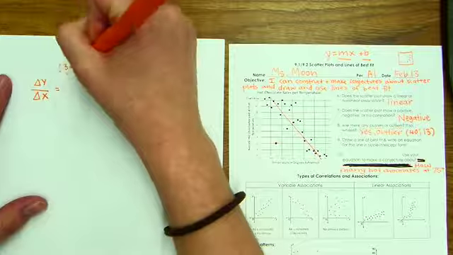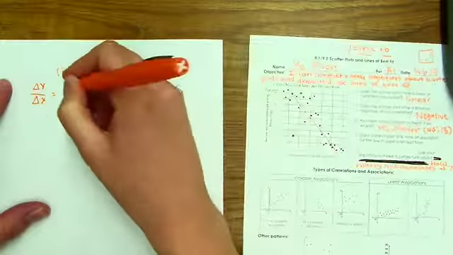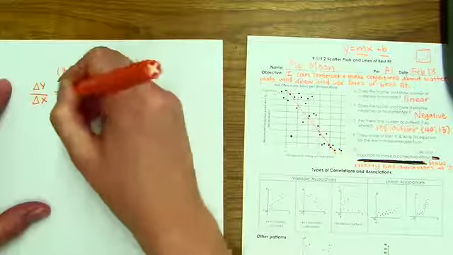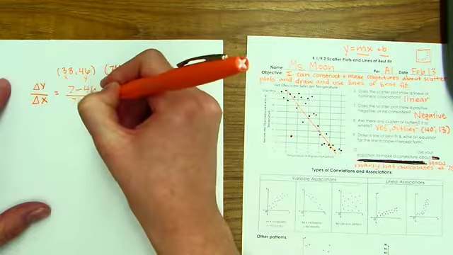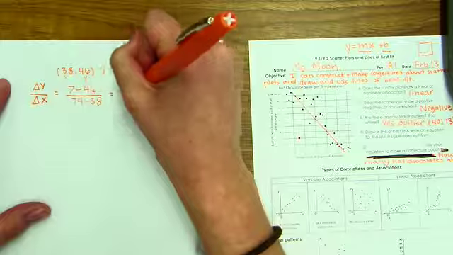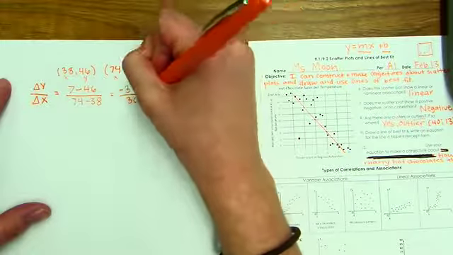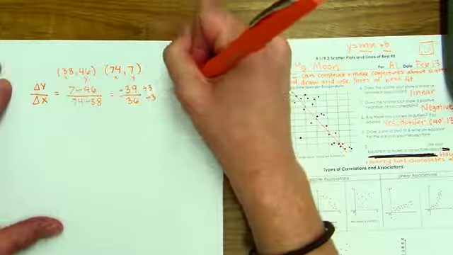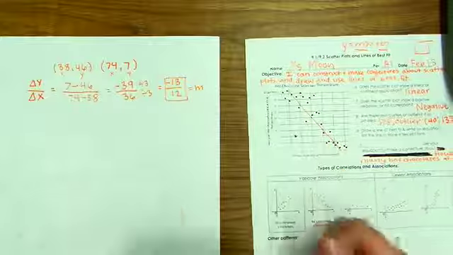So I have x and y. Now to find the change in y, I'll do 7 subtract 46 over the change in x, so I'll do 74 subtract 38. When I plug that in on my calculator, I get negative 39 over 36, but I know that can be simplified, so I divide by 3 on the top and the bottom, and I get negative 13 over 12, and that is my slope for this line.